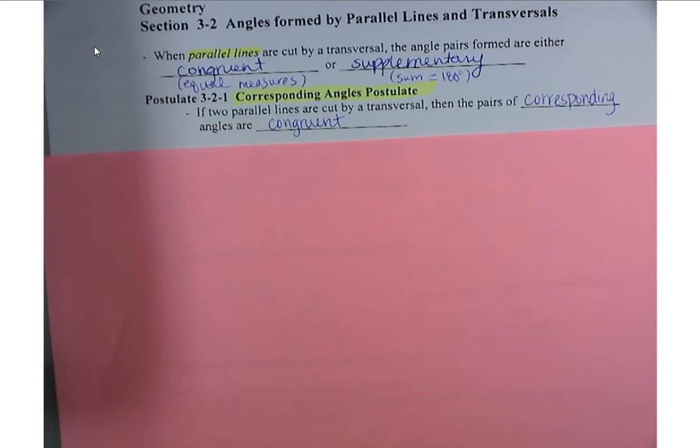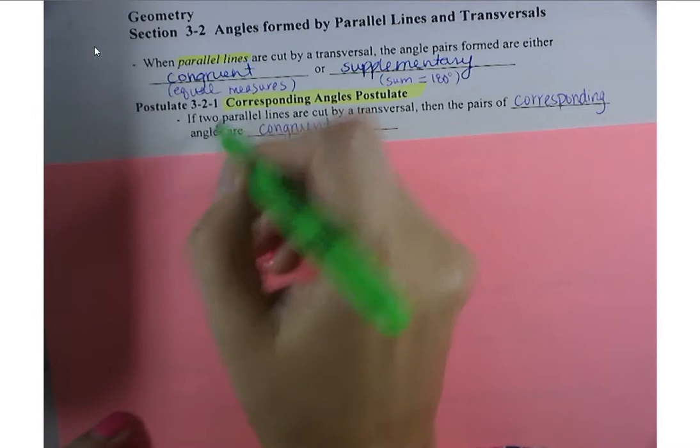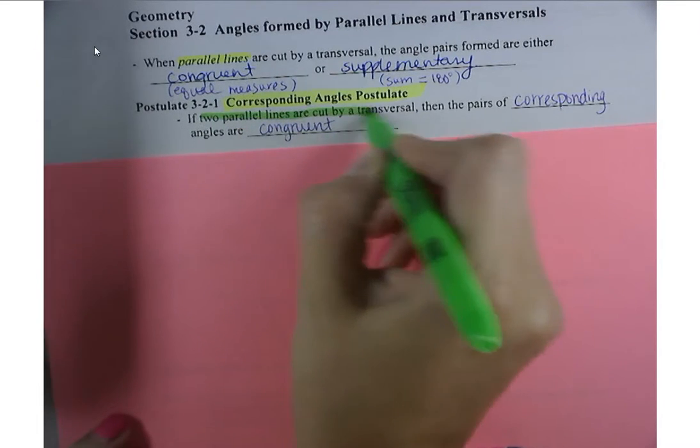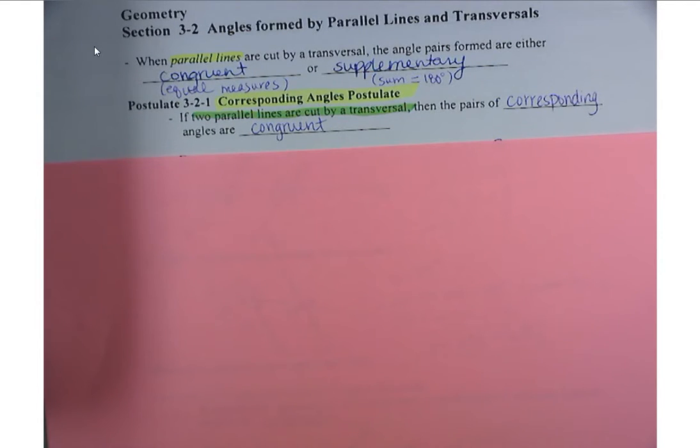So the first postulate is the corresponding angles postulate. That postulate says if two parallel lines are cut by a transversal, then corresponding angles are congruent. Now, in order for them to be congruent, you have to have two parallel lines cut by a transversal. Okay, so corresponding angles are congruent.